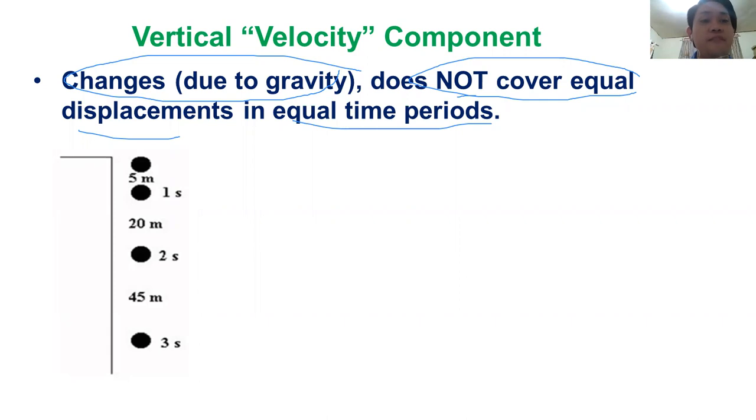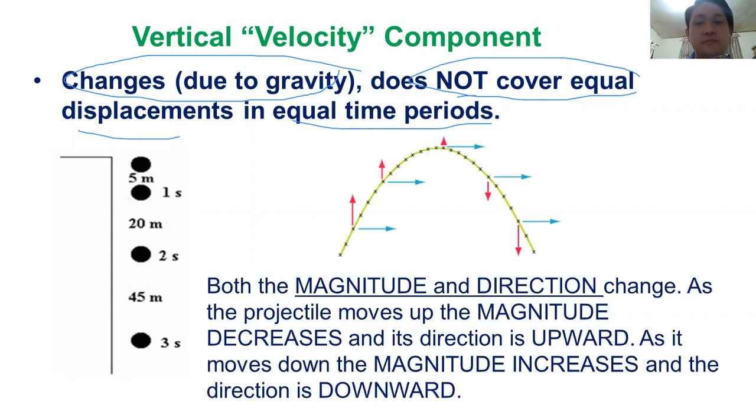So as you can see, 5 meters per second is our start when it falls. Then next is 20 meters, and then we have 45 meters. So it is increasing. How do we describe the illustration? We can describe it as this: both the magnitude and direction change. Again, in a vertical velocity component, both the magnitude and direction change. I underlined the words magnitude and direction. Both will change.